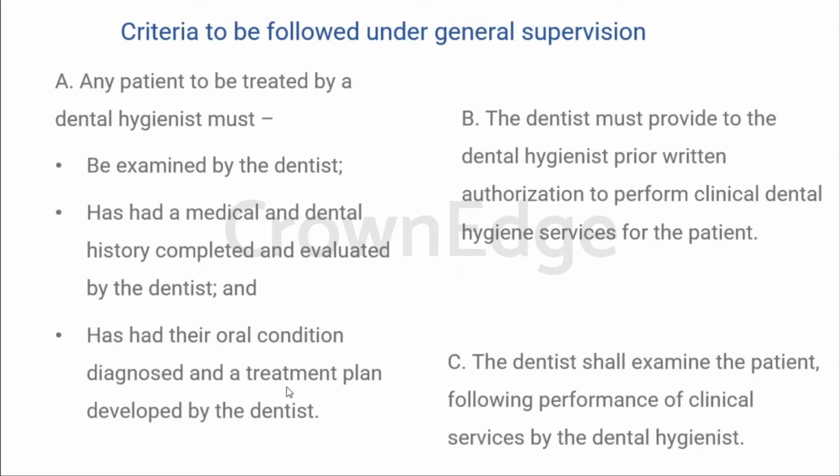They have to have their medical and dental history completed and evaluated by the dentist, and have their condition diagnosed and a treatment plan given by the dentist. All of this needs to be performed by the dentist. The dentist should give the dental hygienist prior written authorization to go ahead and perform this treatment, and the dentist should examine the patient following whatever services have been done by the hygienist.